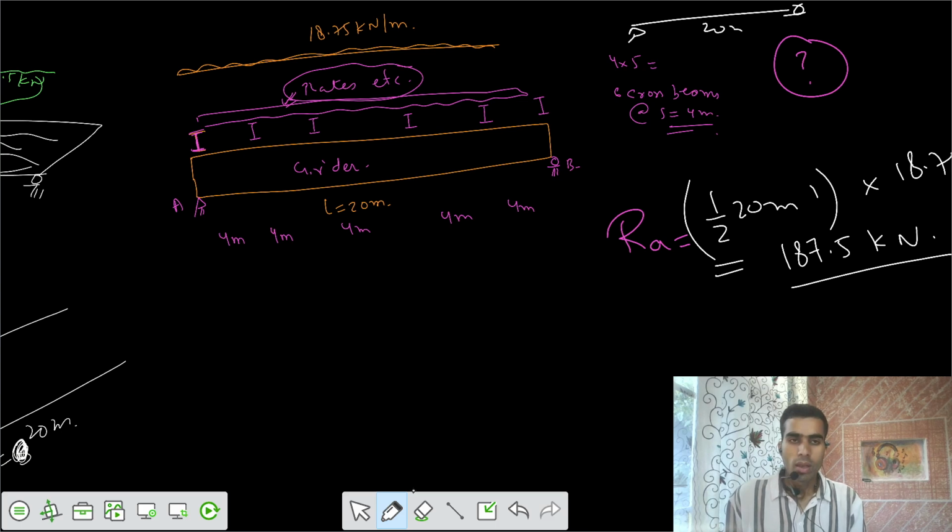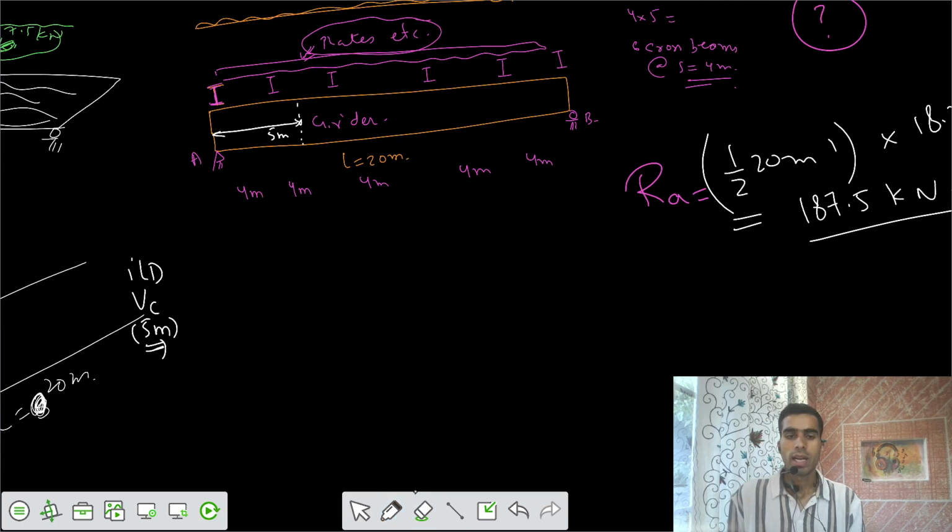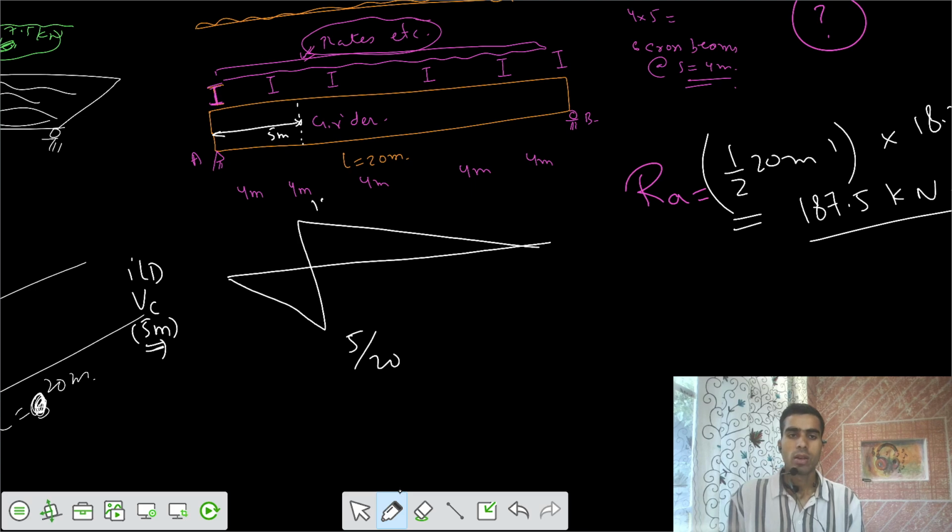Now why is the 5 meter from A? If I go to 5 meter from A, this is some 5 meter from A, so this is your section. Ideally this is for shear force at point C, that's at quarter span from support A. For that, do you know what the ILD is? If there were no panel points, the ILD would have been this way: this is 5 by 20 and this is 15 by 20. The ILD would have been this way for the shear.